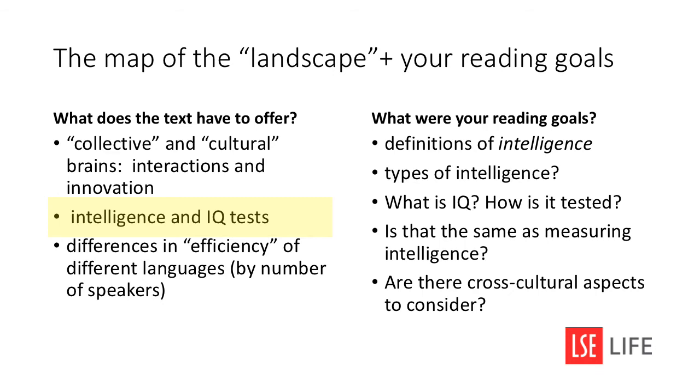You see that the points about intelligence and IQ tests match up pretty well with our reading goals. We wanted to know, what is IQ and how is it tested? And to what degree did that mean measuring intelligence? We saw in the plot some differences in the efficiency, quote unquote, of different languages plotted against numbers of speakers. And if you remembered from the reading goals, we'd come up with a question about whether any cross-cultural aspects were interesting to consider in thinking about intelligence.